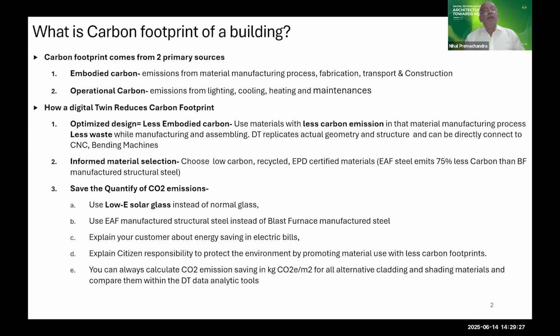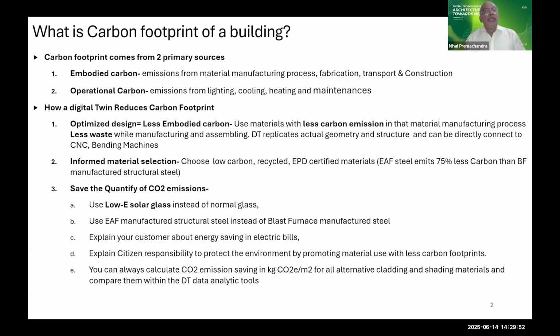Carbon footprint comes from 2 primary sources. One, embodied carbon. That is, when you manufacture any material, you will use fossil fuels, grid energy, and when we are fabricating or transporting, again, you use such energy. So that will emit carbon.